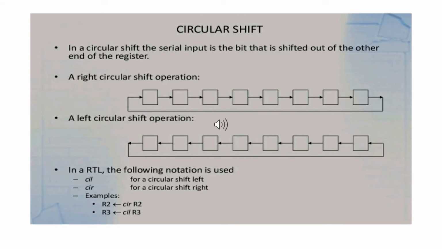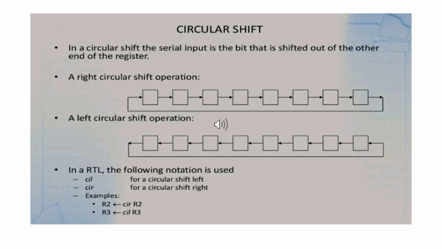Circular shift. In a circular shift, the serial input is the bit that is shifted out of the other end of the register. The right circular shift operation. The left circular shift operation. In a circular shift, the following notation is used: cil for circular shift left, cir for circular shift right. Example: R2 circular right 2, R3 is equal to circular right 3.